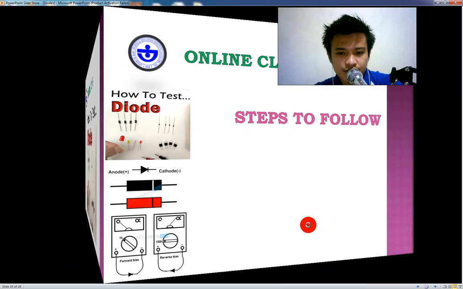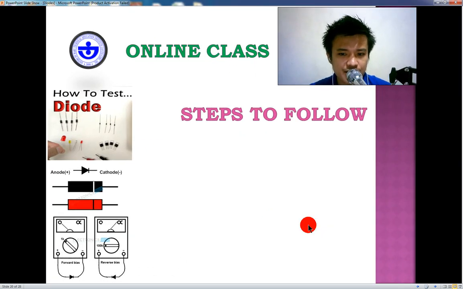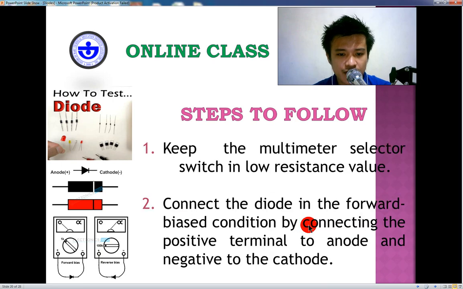Okay. Step 1, there are steps to follow in testing diodes. I'll just be giving very concrete things to follow just for you to do it by your own. That is what you call DIY, do it yourself. I want you to learn that. So the first one we have here, keep the multimeter selector switch on the low resistance value. So there is an ohm range, so you set your ohm range to a low resistance value.